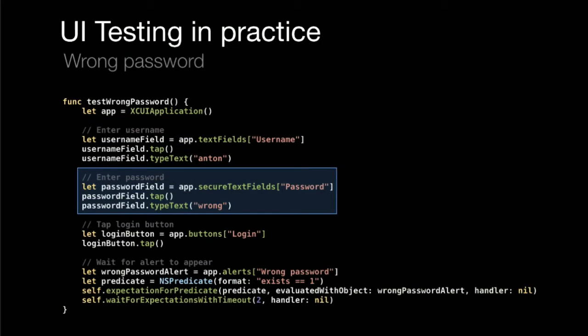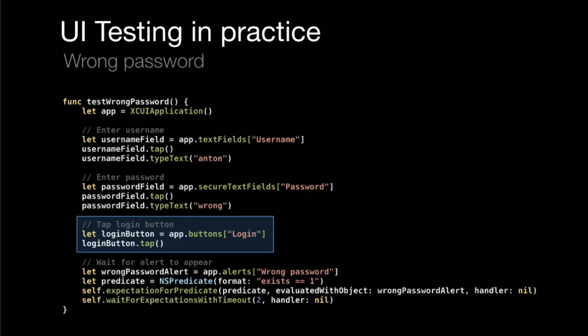Then we're going to do the same thing with the password. And notice that I specified I want a secure text field here. This means that the test will fail if I manage to make my password field not secure. So it will only find the elements of that specific type. Then we're going to find my login button, which is named login, and tap it.